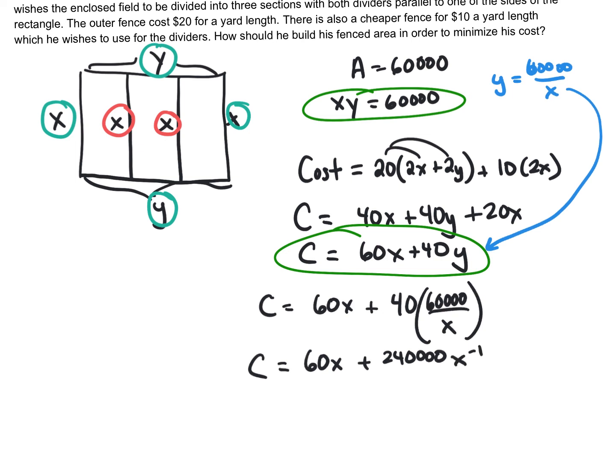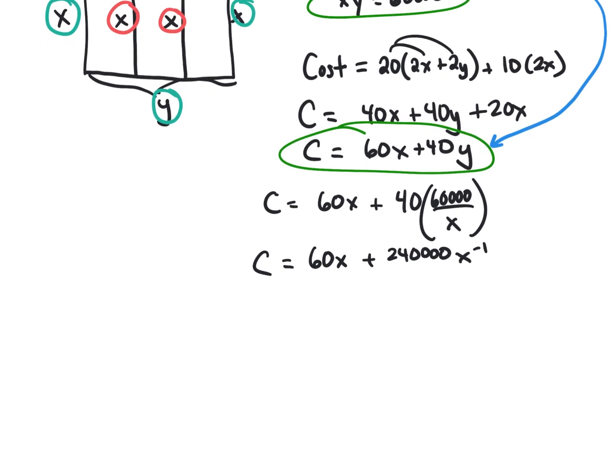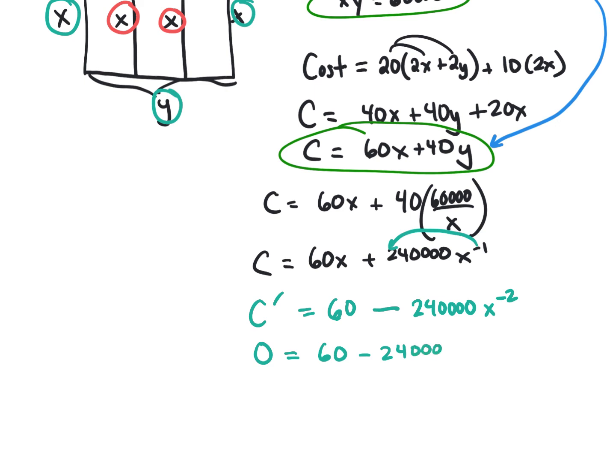If you remember these kinds of problems, once we get our equation and we make it just 2 variables, c and x, we're going to take the derivative and see where it equals 0. And that's generally going to be where our cost is minimized. So c prime is going to equal 60 minus, because I'm taking the negative 1 down, 2,400,000 x to the minus 2. And so I just have to figure out when that equals 0. So 0 equals 60 minus 2,400,000 over x squared, since it's x to the minus 2, I'll put it on the bottom there.